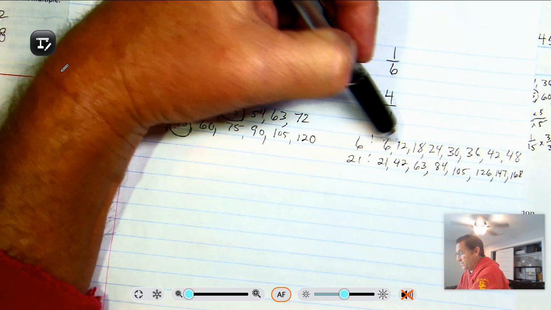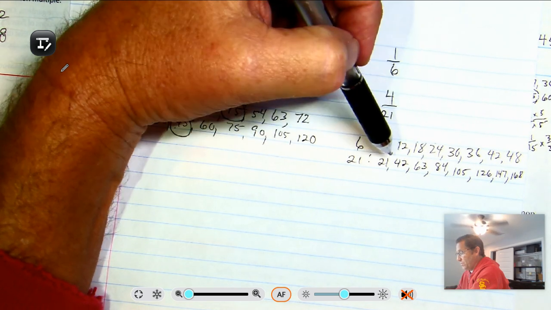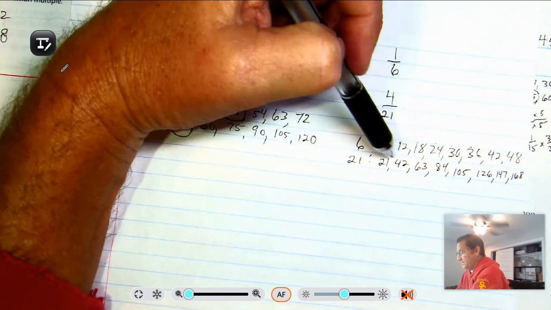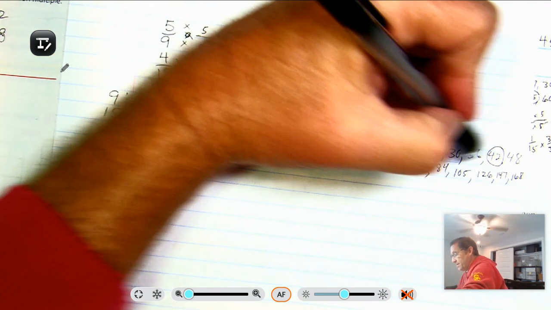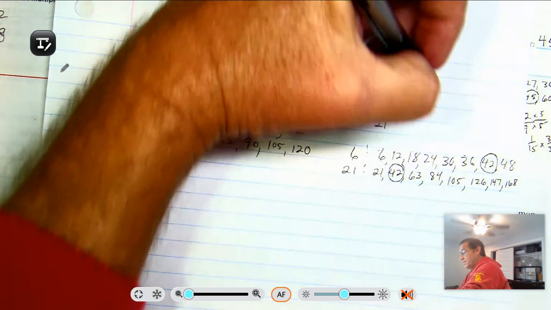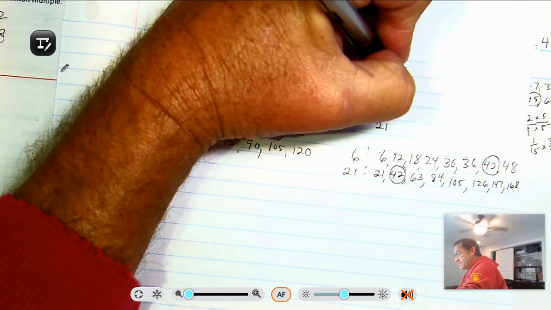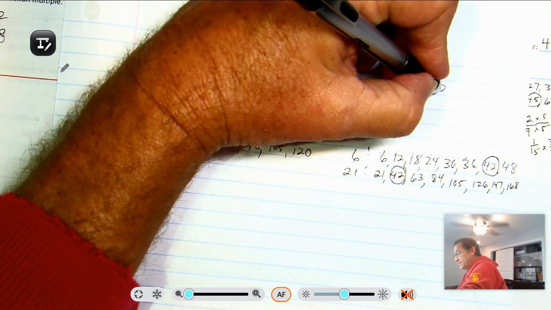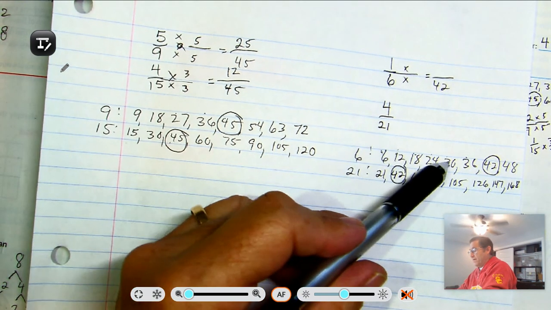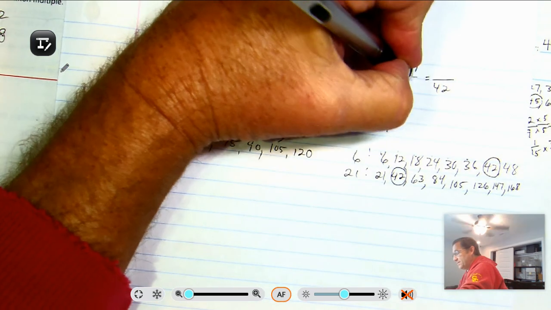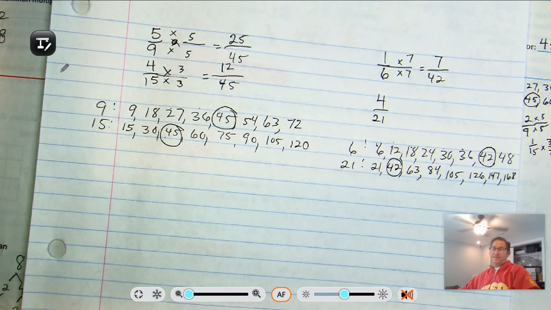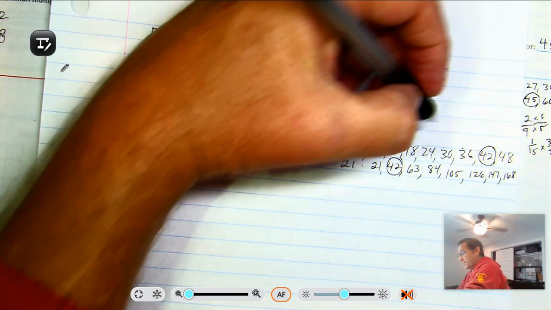All right, so now, do we have anything in common in that list? 6, no. 12, no. 18, no. 24, no. 30, no. 36, no. 42. Okay, so I can use common denominator of 42. So 1/6 times what would give me 42nds? 1, 2, 3, 4, 5, 6, 7. Right? 6 times 7 is 42. So equivalent fraction for 1/6 is 7/42nds.